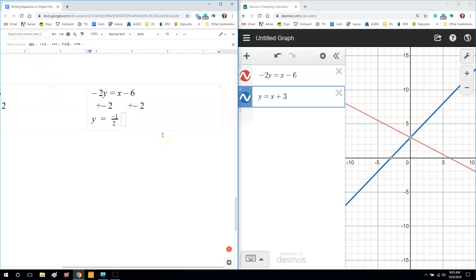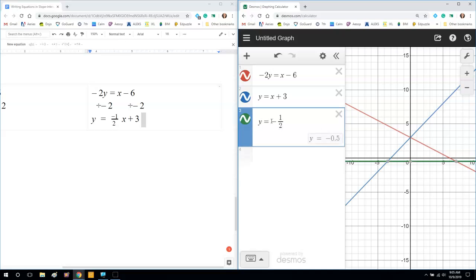Okay. So x, and then we have minus 6 divided by negative 2, which again is plus 3. So now we have a different equation we can try. So let's go ahead and put that in. So we have y equals negative 1 over 2 x. Remember, x is not part of the denominator. Okay, plus 3. Now you can see that the green line is directly on top of the red line.